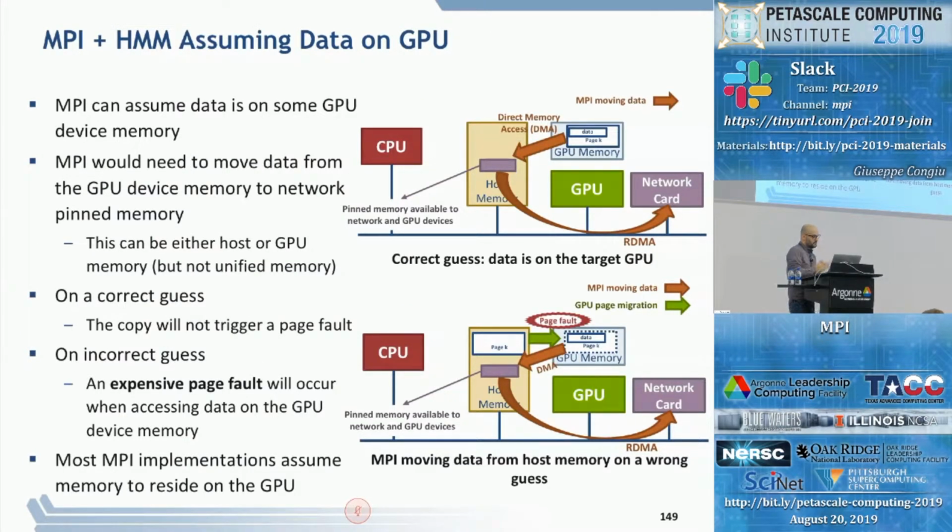On the other hand, MPI can also assume that the memory is always on the GPU. In this case, if the guess is right, MPI will do a copy directly to the bounce buffer in the host memory and transfer the data. If the guess is wrong, the access to the GPU memory will cause a page fault that will cause data to be transferred from the host memory to the GPU memory and then back to the host memory. So in general, an MPI implementation should consider data to be in host memory, as it is less expensive in that way.